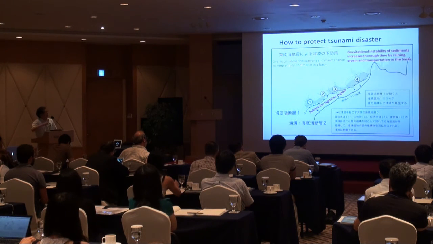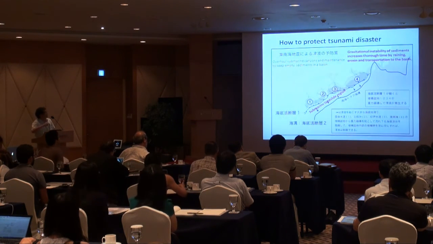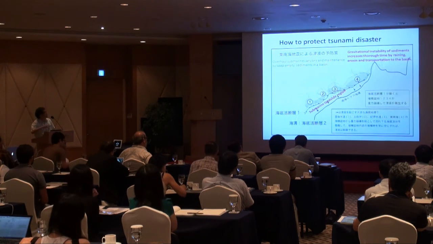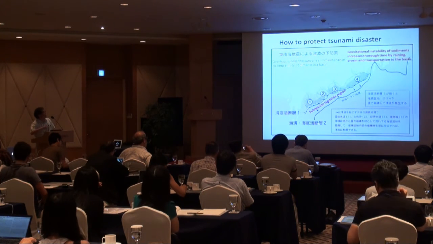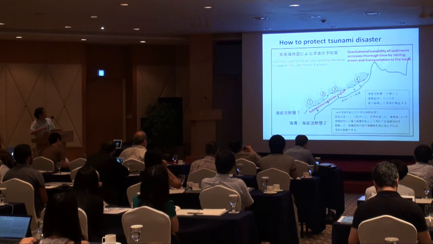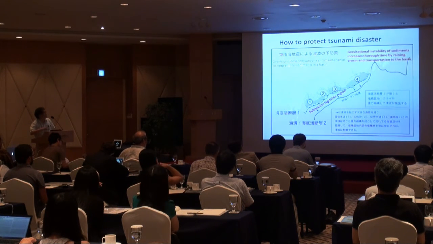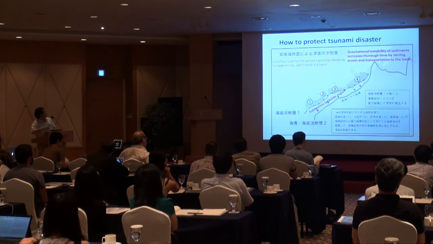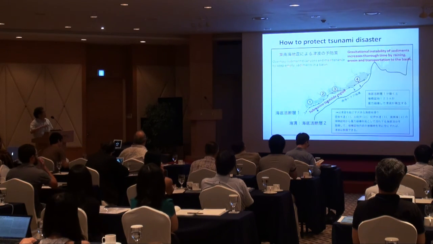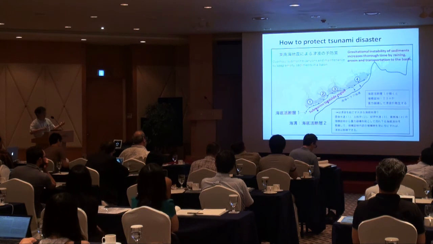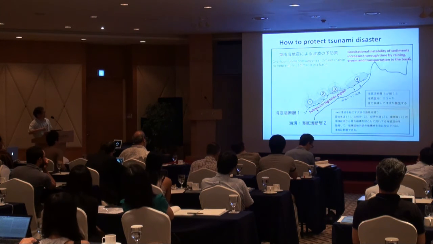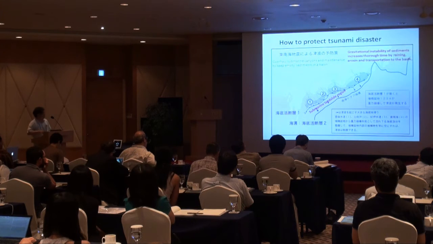Okay, how to protect the tsunami disaster? That's simple already, you can imagine. Just gravitational instability of sediment is a key. Danger increases through time by raining, erosion, and the transportation of sediment to these basins. So therefore, overhaul submarine canyons and maintenance to keep empty basins. This is the key, and it costs not so much to stop submarine landslide.